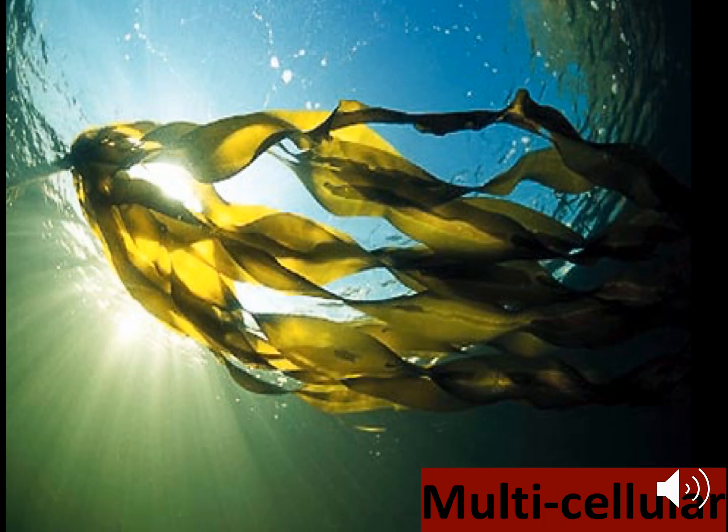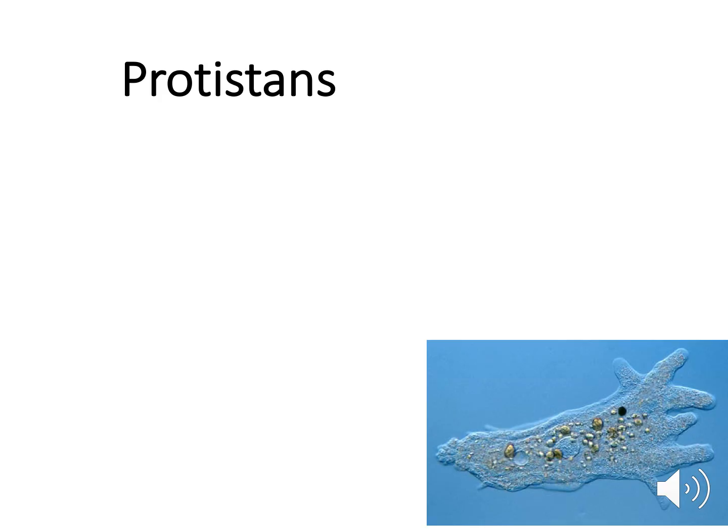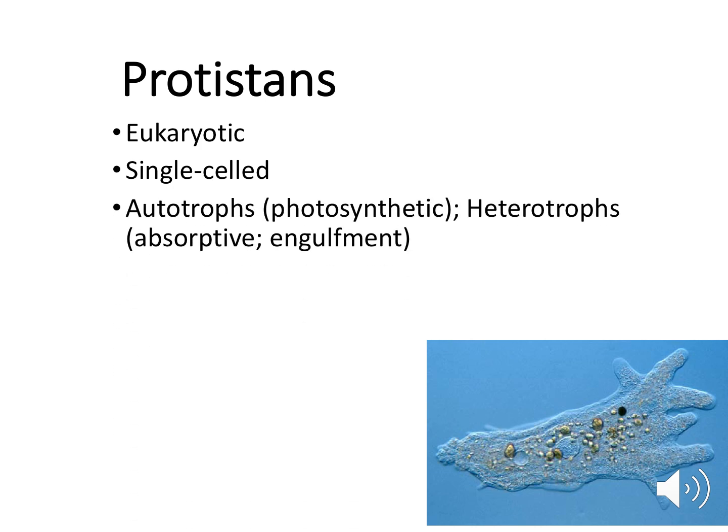They don't really belong anywhere. Scientists have basically just thrown them together into this kingdom called protista. So the protistans are eukaryotic. They have that nucleus. They're single-celled. Again, you don't want to mistake them for bacteria. Some of them are autotrophs, photosynthetic. Others are heterotrophs. They can absorb materials through their plasma membrane or engulf them and then push them through the plasma membrane. And some of them are both autotrophs and heterotrophs.